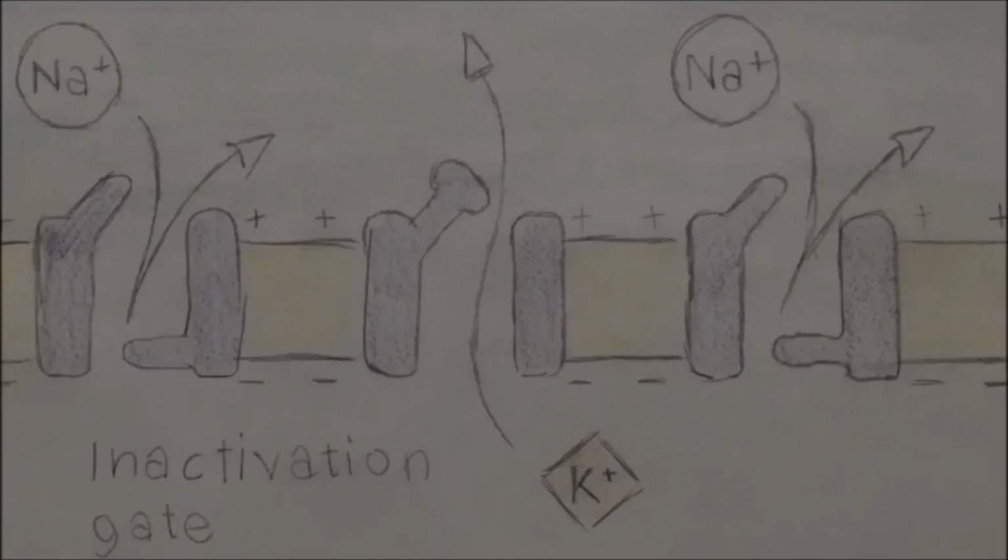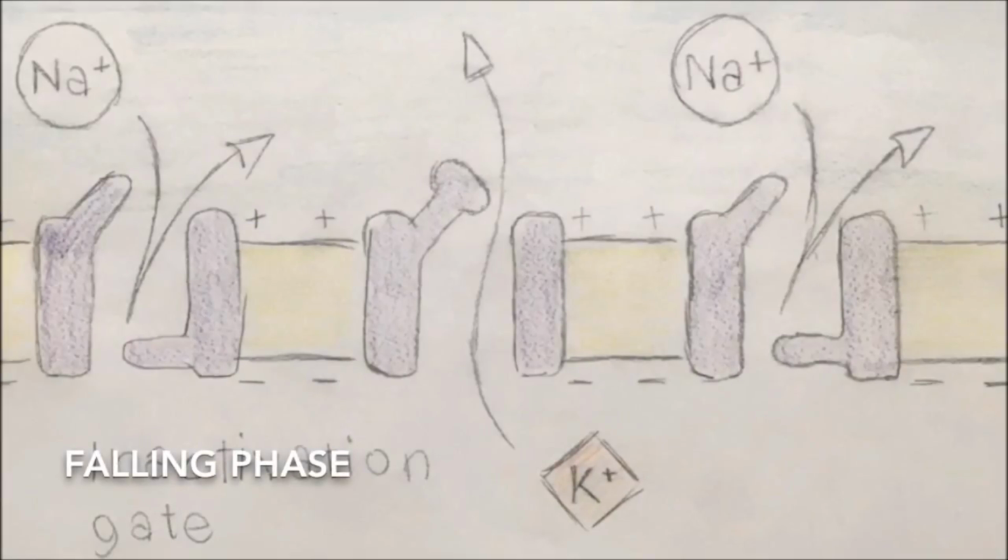The next step in the action potential sequence is known as the falling phase of action potential. During this phase, 2 things happen. The first is the inactivation gates on most Na plus channels close, blocking the influx of Na plus. And the second is that the activation gates on most K plus channels open, allowing for an influx in K plus.